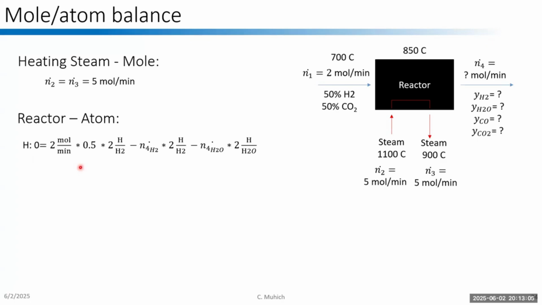So how many moles of hydrogen atoms are going in? Well, I have my inflow into this system, so that's 2 moles per minute. 50% is H2, so I multiply by 50%, and I have 2 moles of hydrogen atoms per mole of molecular hydrogen. Now I can look at what's happening on the out phase.